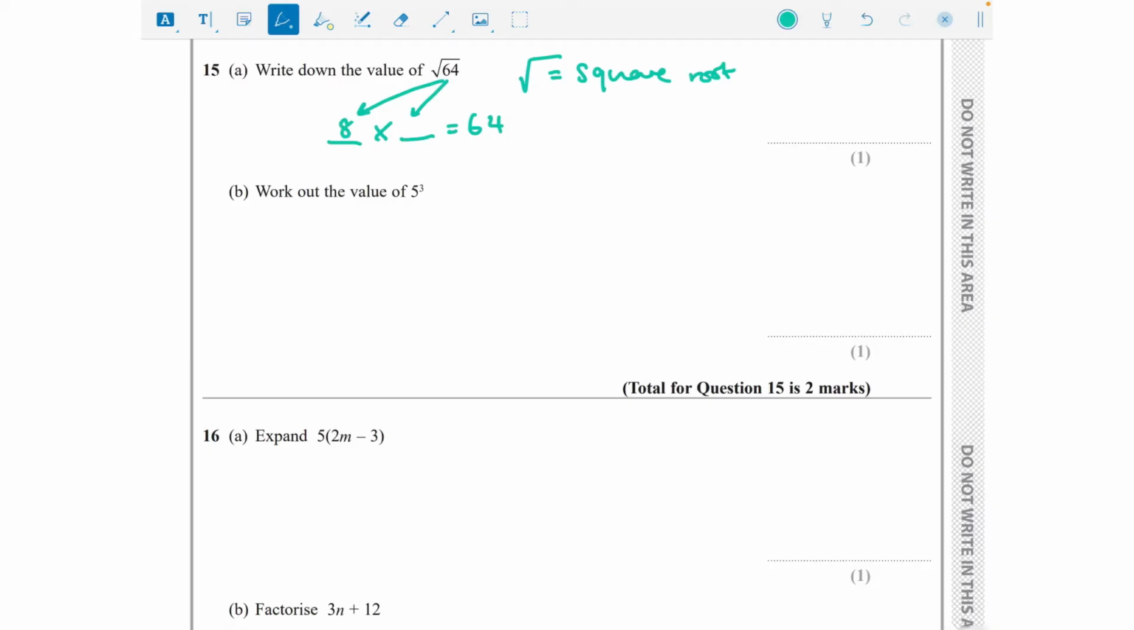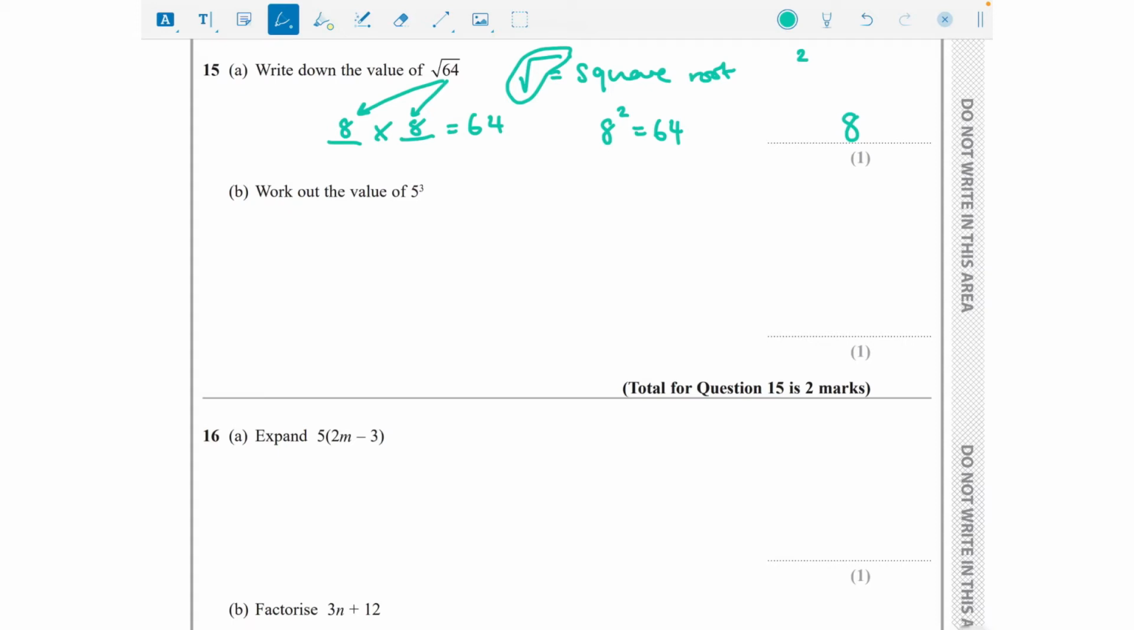So 8 times 8 is 64. Yes, you could do 32 times 2, or you could do 16 times 4, but 8 times 8, because both of those numbers are the same, so 8 squared is equal to 64. So the squared and the square root sign, they're the opposite of each other. So 8 would be our answer, because 8 times 8 makes 64.